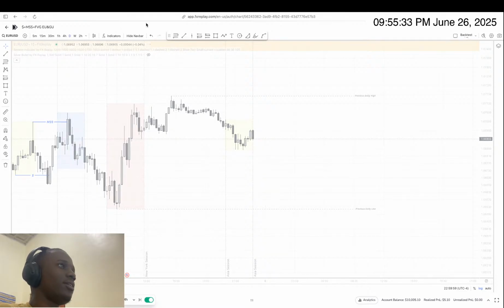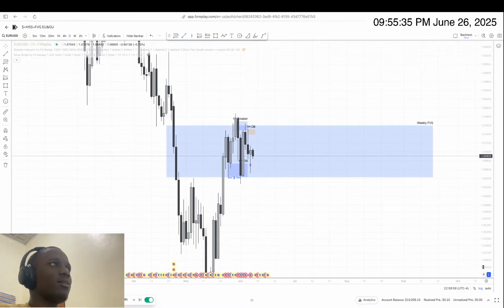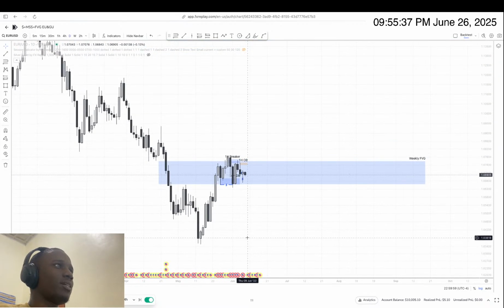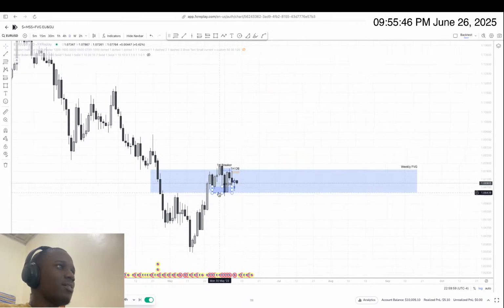I'd like to go to daily a bit and see how we're rejecting the weekly fair value gap. So the weekly fair value gap is still holding. We haven't rejected it fully, but yeah, it's not looking bad. That means that our next draw on liquidity would obviously be this low.